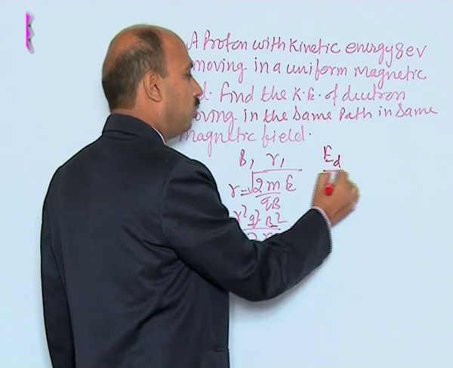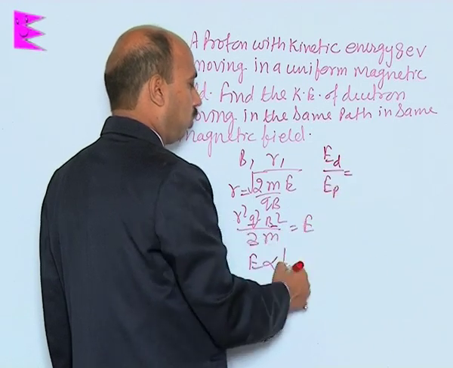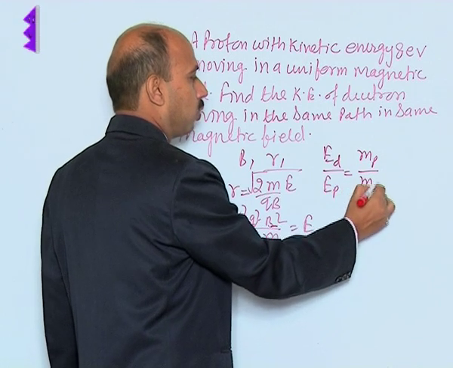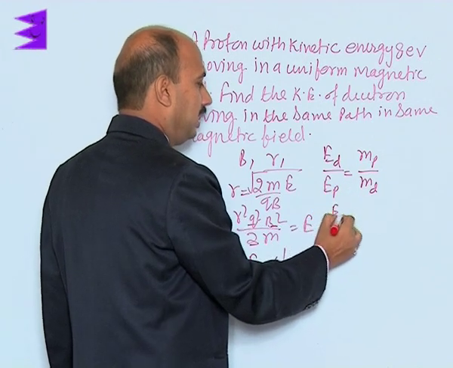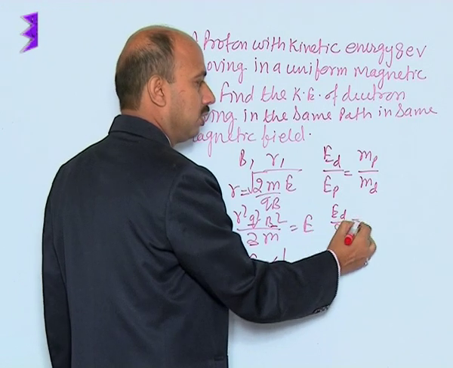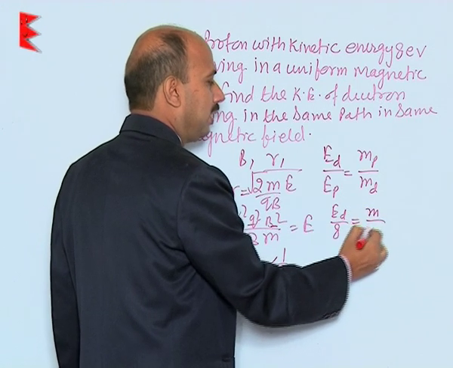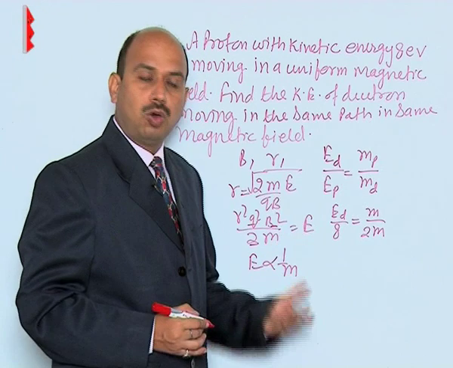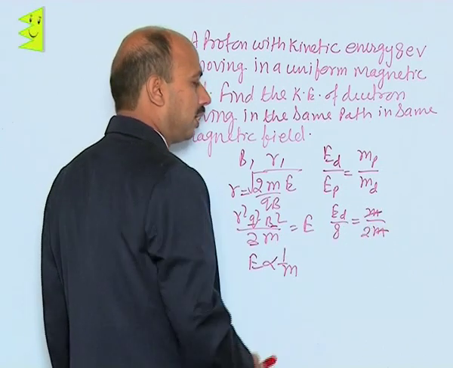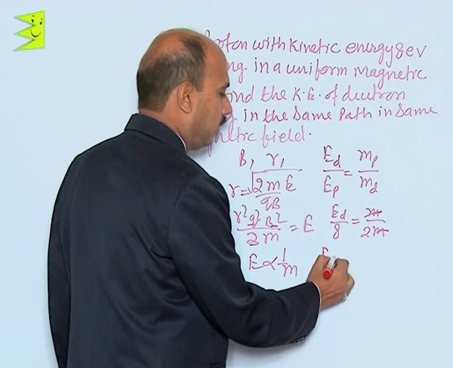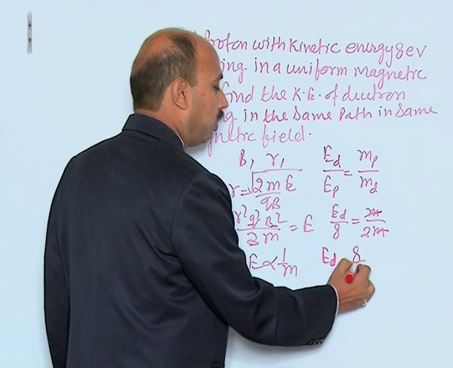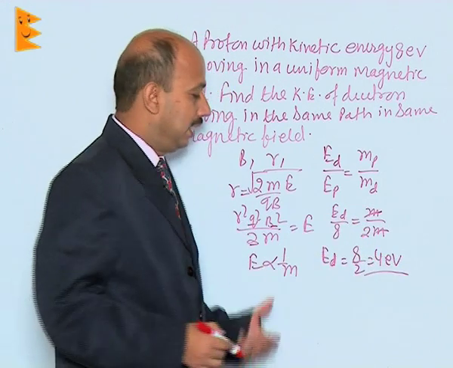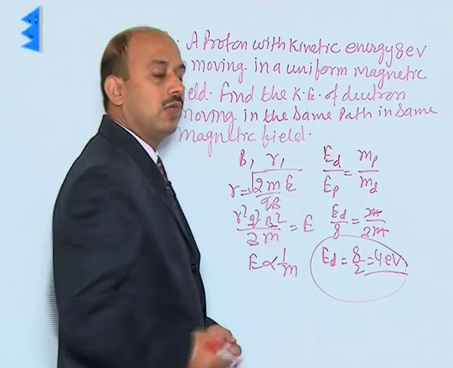The energy of deuteron divided by energy of proton is equal to mass of proton divided by mass of deuteron. So, that is here E d divided by 8 is equal to m divided by twice of m, because the mass of deuteron is double that of the proton. So, this m will get cancelled here. So, E d is equal to here 8 upon 2, that is 4 electron volt. So, the energy of the deuteron is here 4 electron volt.